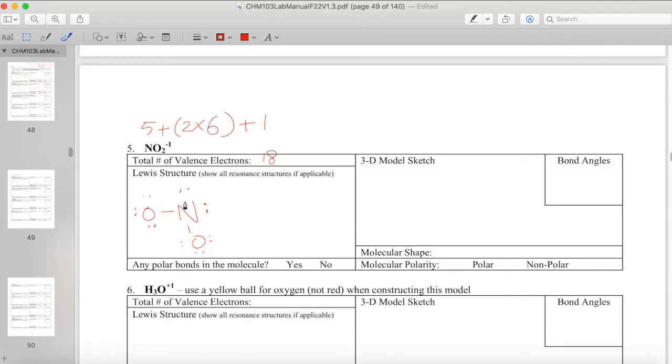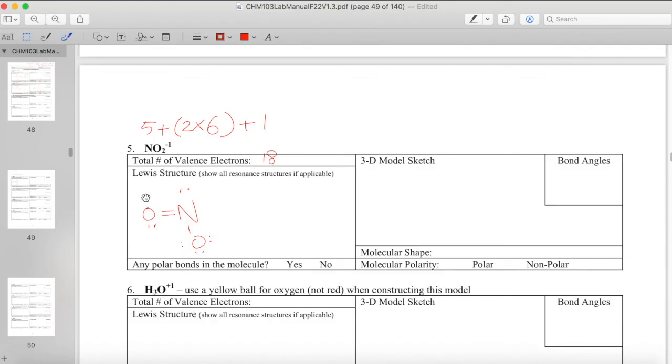Now, the double bond has to be between the nitrogen and one of the oxygens. Those are the only 2 things that are connected to each other. We can't draw a bond between the 2 oxygens because they don't have a bond between them to begin with. So let's pick one of the oxygens and our nitrogen. Let's say we pick this oxygen over here. I'm going to get rid of a lone pair on that oxygen, get rid of a lone pair on the nitrogen, and draw an extra bond between those 2 atoms that I just erased lone pairs from.